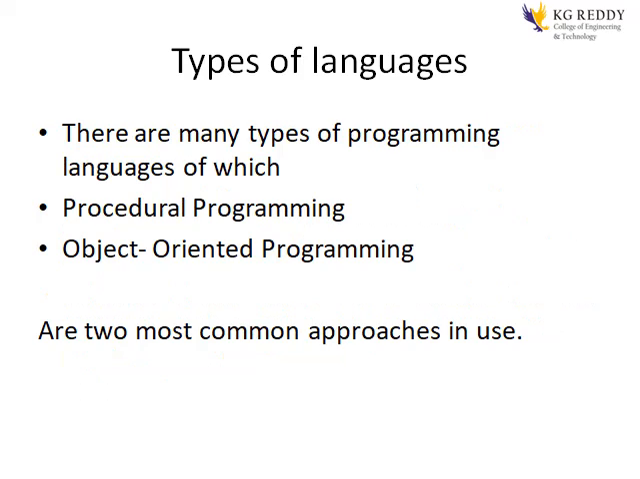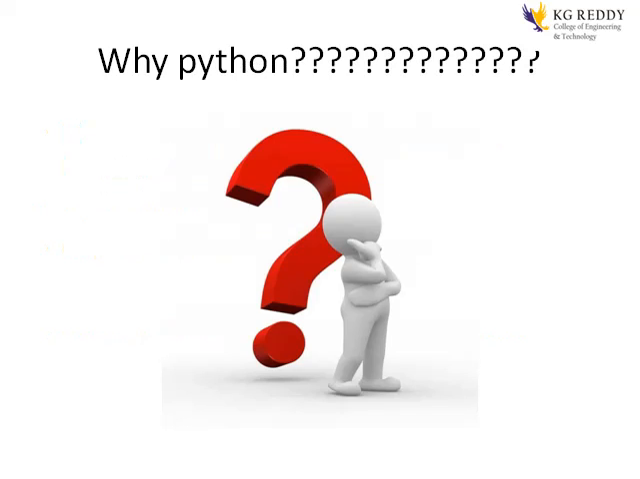Then coming to types of languages, there are many types of programming languages, of which procedural programming and object-oriented programming are the two most common approaches in use, the ones mostly used in today's technology. Next, when we have so many programming languages, why Python again? We have C, C++, and Java, which you have already gone through. When we have all these programming languages with us, why do you think Python programming is required?